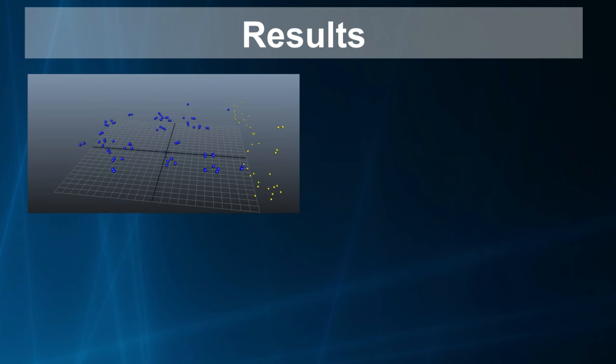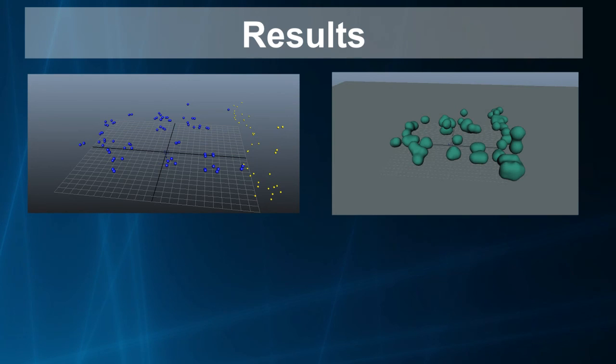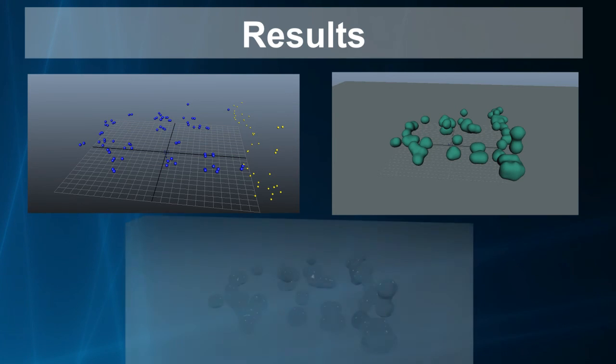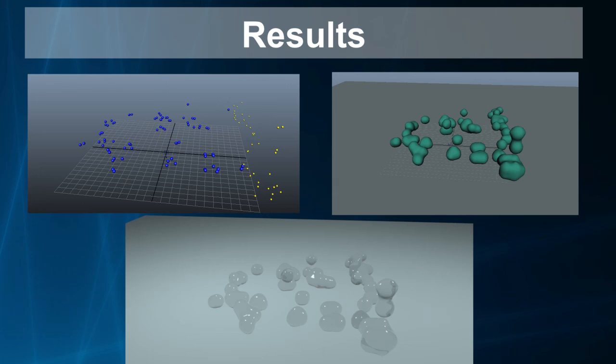After the particle simulation is set up in Maya, it can easily be converted to a polygon mesh. Standard materials and rendering techniques can then be applied to produce high-quality images.